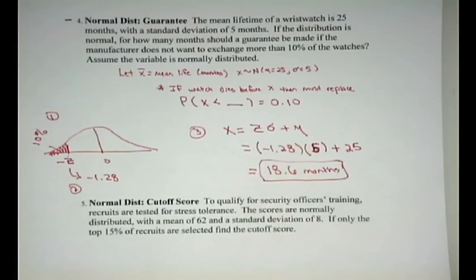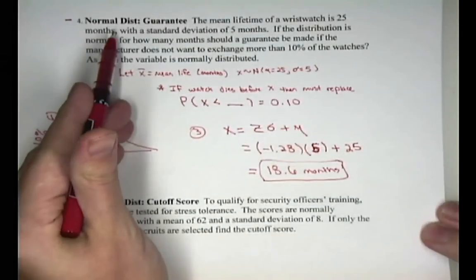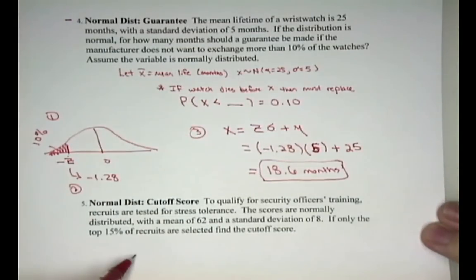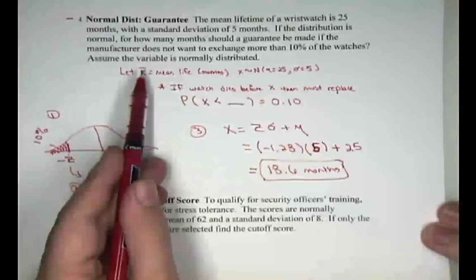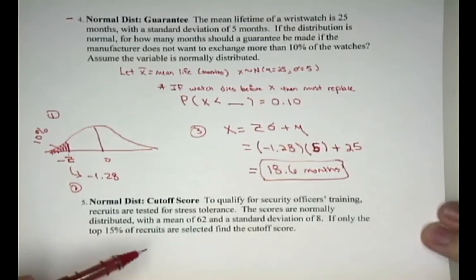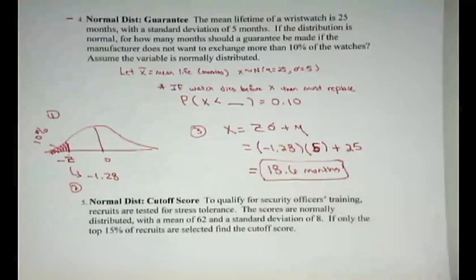Number 4 and 5 are both, I got confused. 4 is a guarantee problem, and 5 is not a guarantee problem. It's a cutoff score. But they're both inverse normals. That's what they're called. So this is an inverse normal distribution, and this is an inverse normal, and they're commonly applied to guarantee problems, and they can also be applied to cutoff scores. So handle it the same way, and you should be fine.